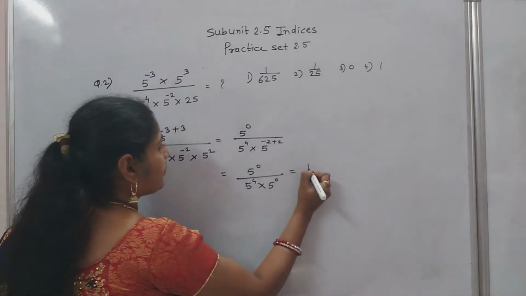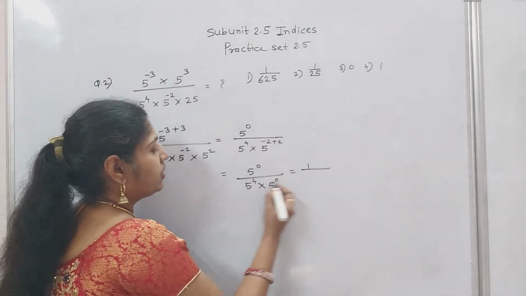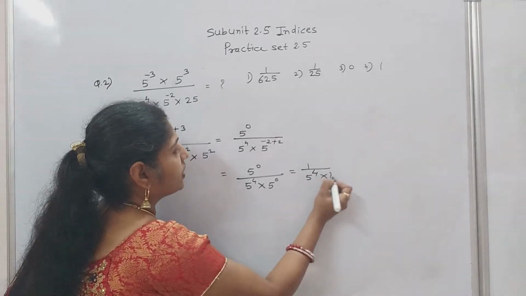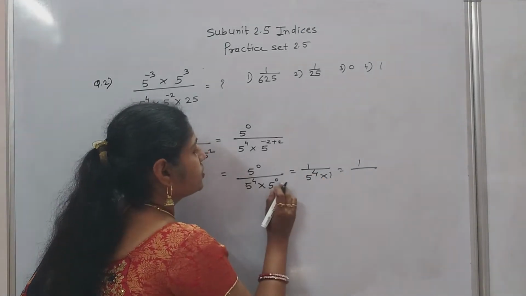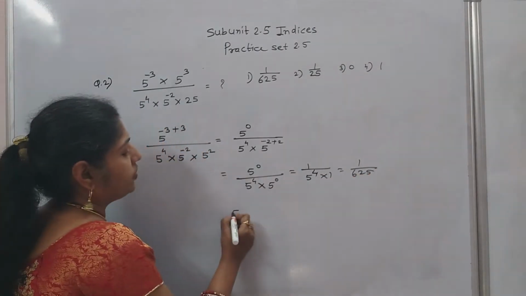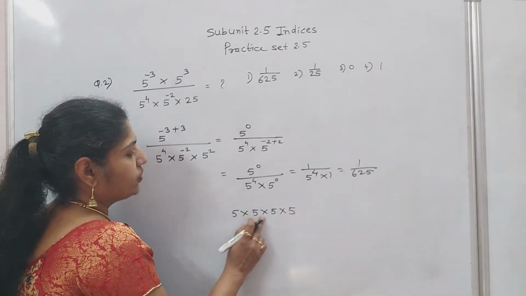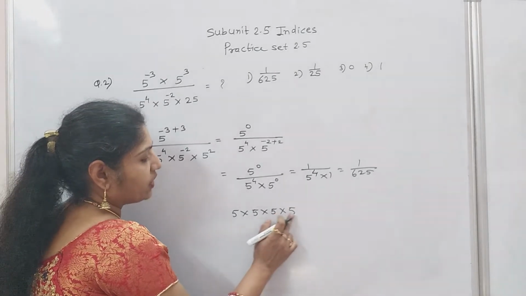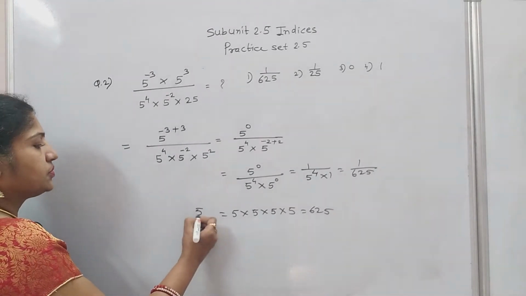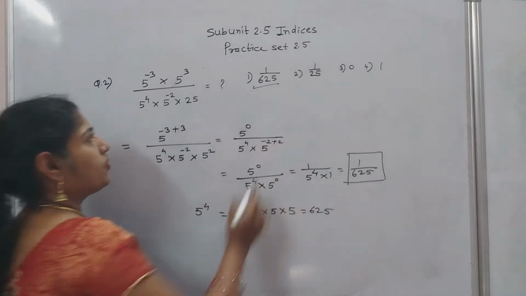Any number raised to 0 is 1. A raised to 0 is 1. 5 raised to 4 means 5 into 5 into 5 into 5. 5 fives are 25, into 5, 125, 125 into 5, 625. So 625 into 1. So our answer is 1 upon 625, option number 1.